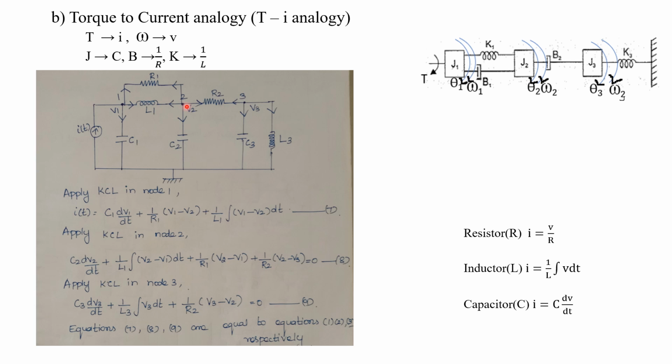So V1 minus V2. So this will be the current flowing through the inductor. In this way, we can get the 7th equation. Now similarly for node 2, we have to apply Kirchhoff's current law.